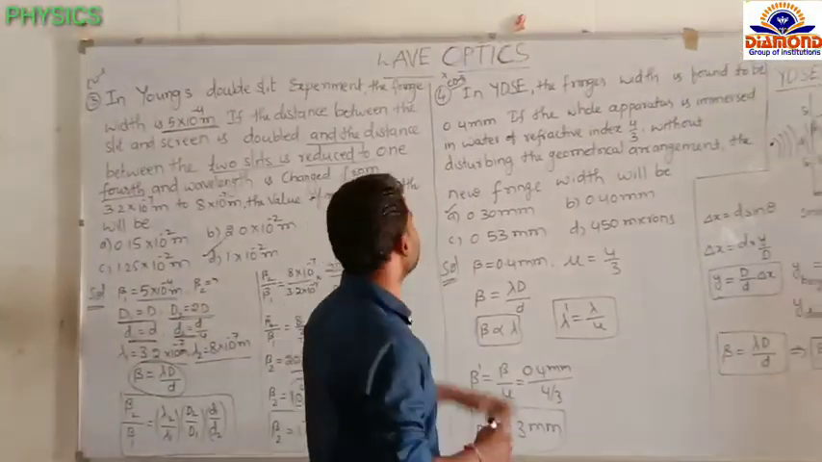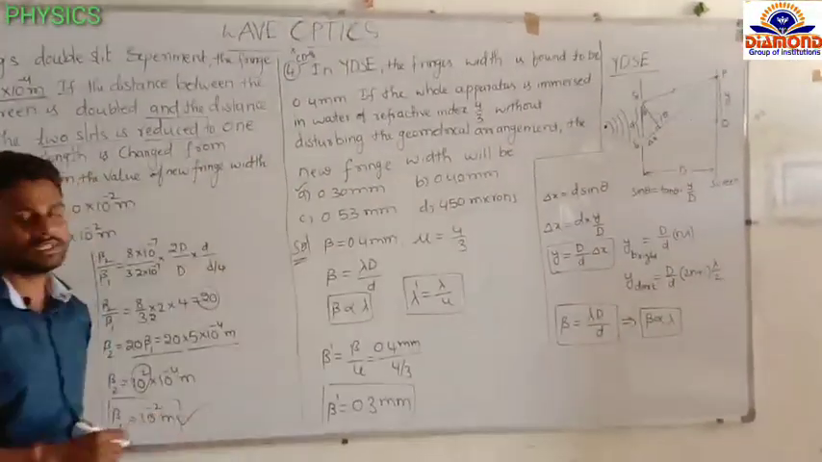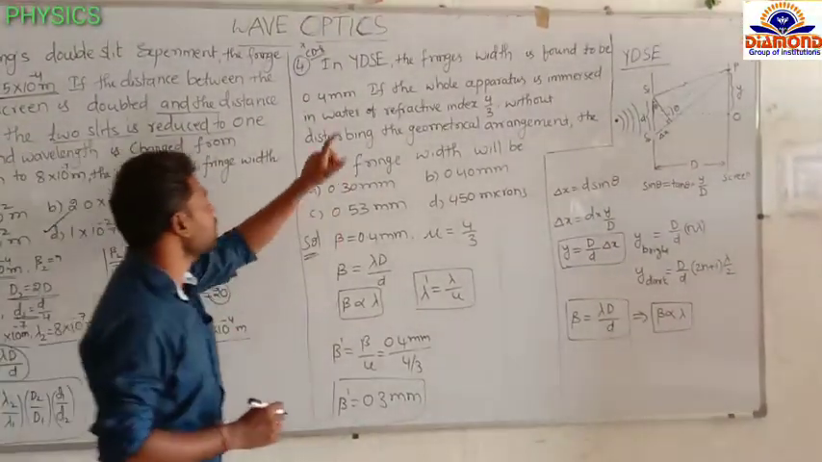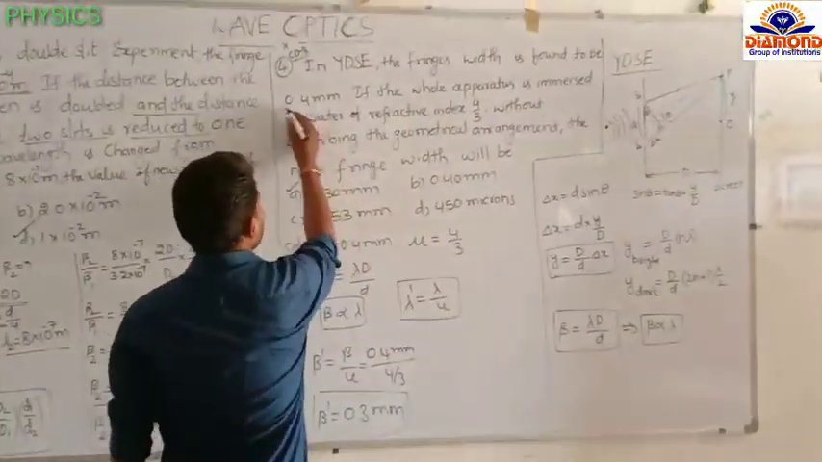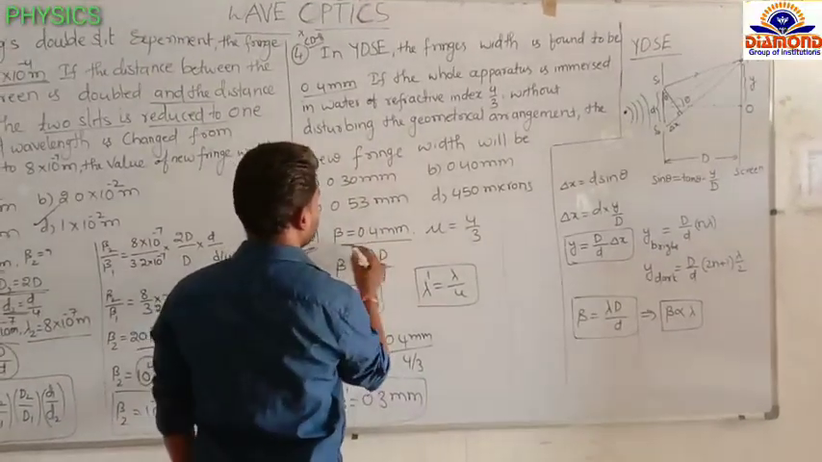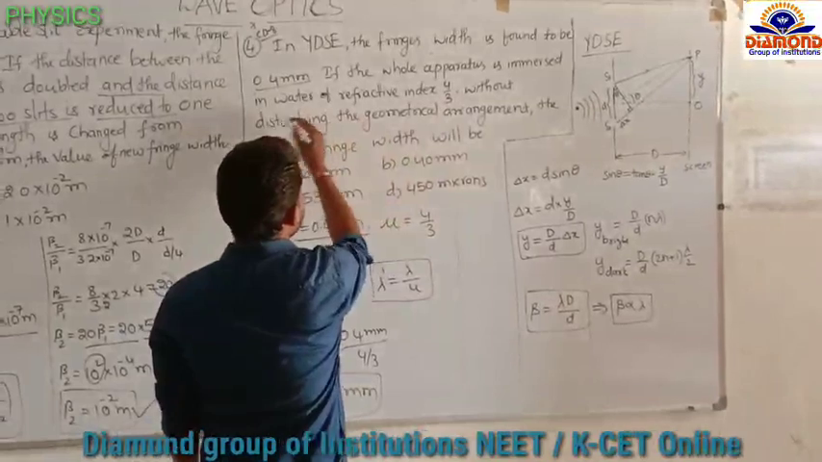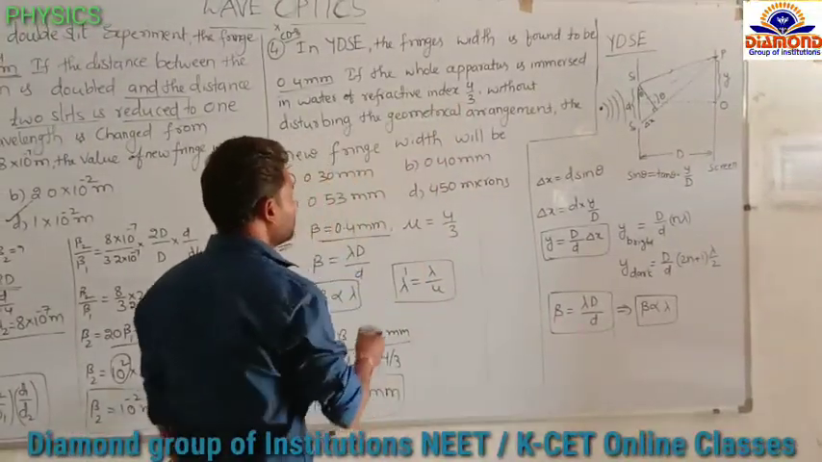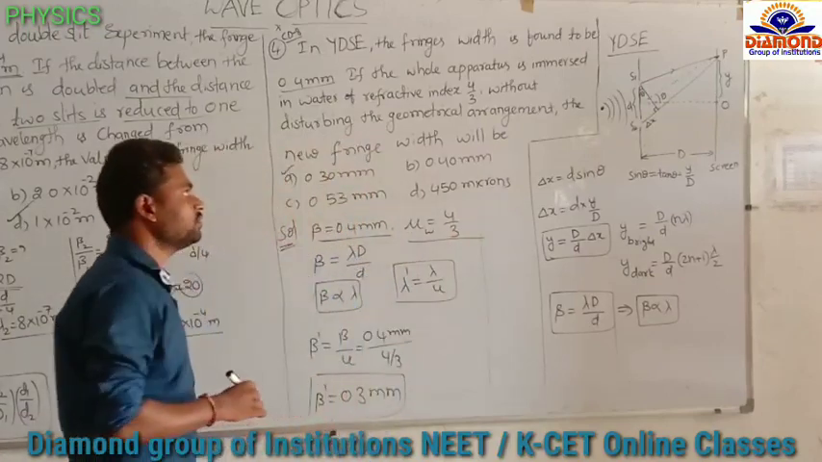Okay, now come to the second question. Next question, fourth question. This question is in your material class discussion, eighth question. The question is: in YDSE the fringe width is found to be 0.4 millimeter. So fringe width is given; I wrote here fringe width beta equal to 0.4 millimeter. If the whole apparatus is immersed in water of refractive index 4 by 3. So they have given the refractive index of water; I wrote here refractive index of water is 4 by 3.